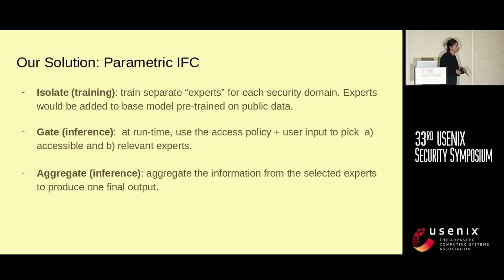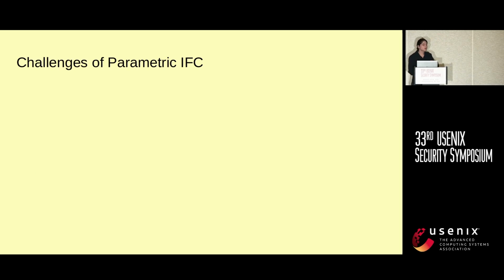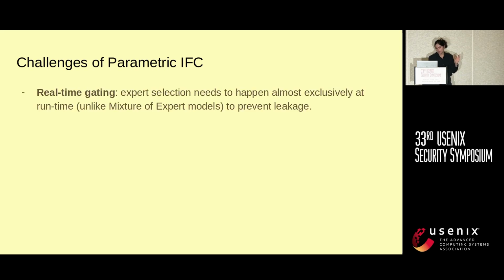And then the final step to this process is aggregation, which also happens at inference after gating. So once we have shortlisted the accessible and relevant experts, what we need to do then is combine the information from these different experts to produce one final output for that given input for the user. And so the challenges of this kind of setup are the following. The first challenge is that the gating has to be real time. And there's many different reasons for this, but one of the biggest reasons is because we want to ensure strict information flow control.